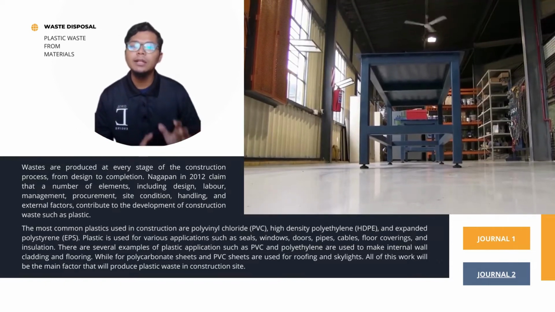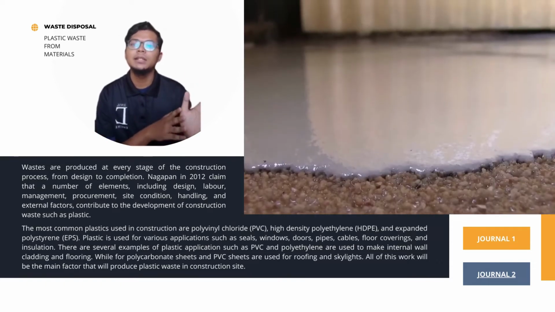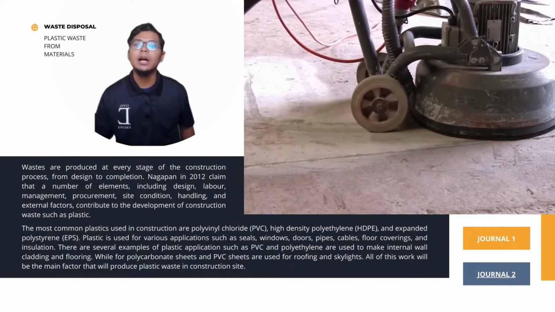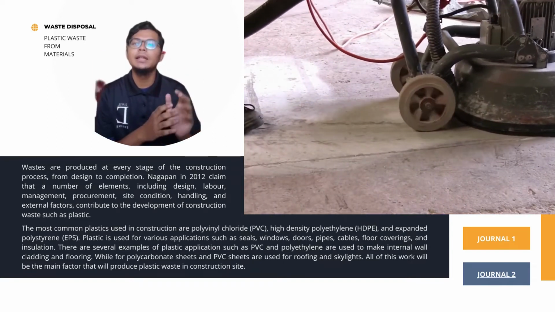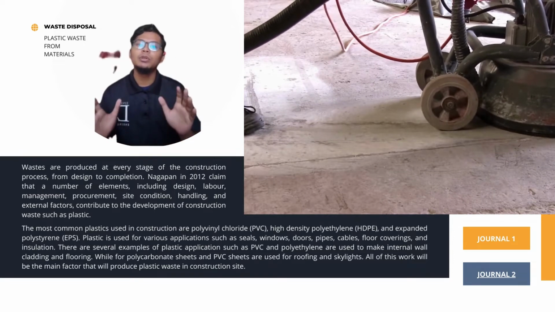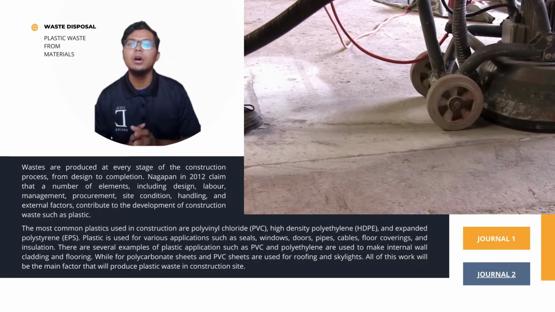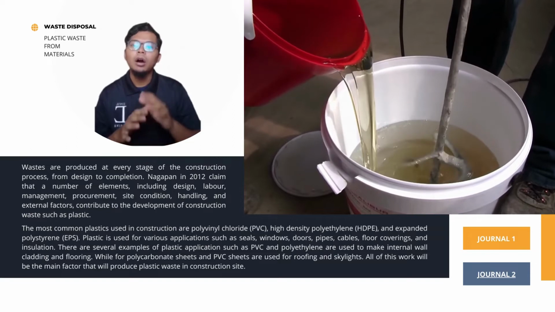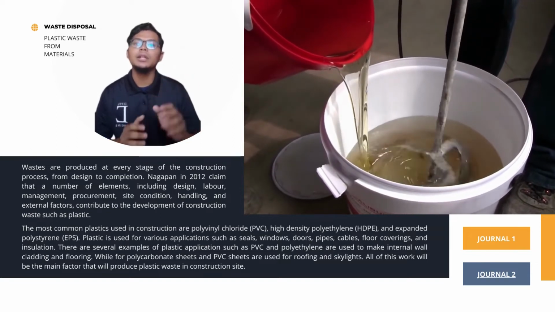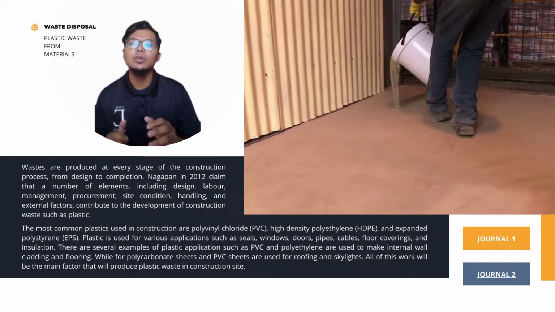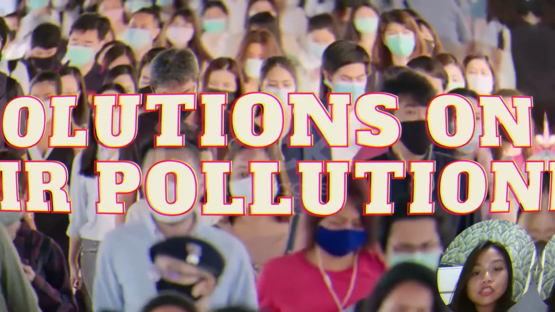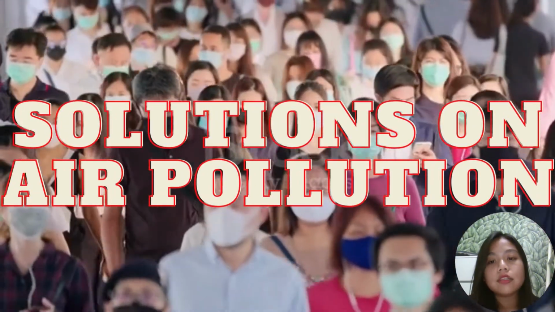There are several examples of plastic applications such as PVC and polyethylene that are used to make internal wall cladding and flooring, while polycarbonate sheets and PVC sheets are used for roofing and skylight. All of this work will be the main factor that produces plastic waste in a construction site. Solution on air pollution.